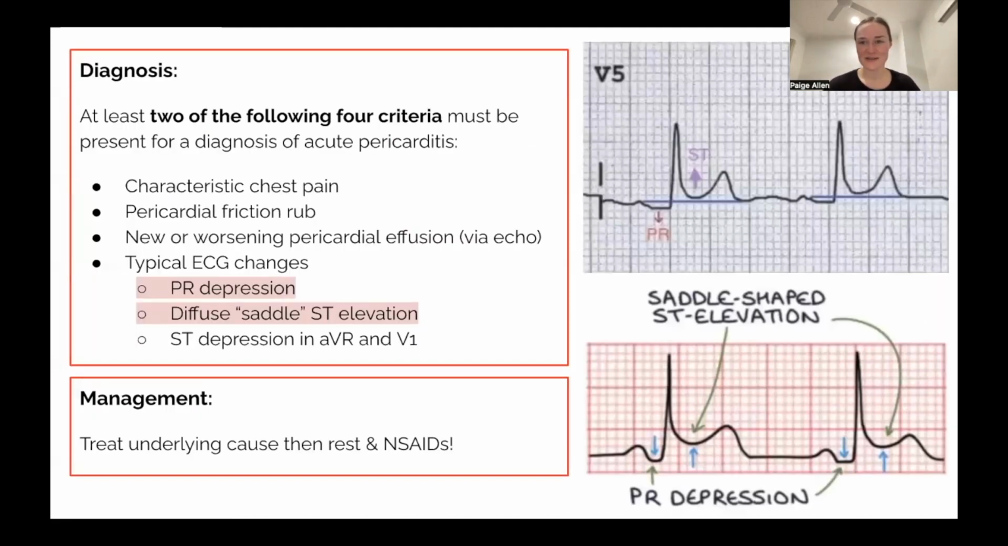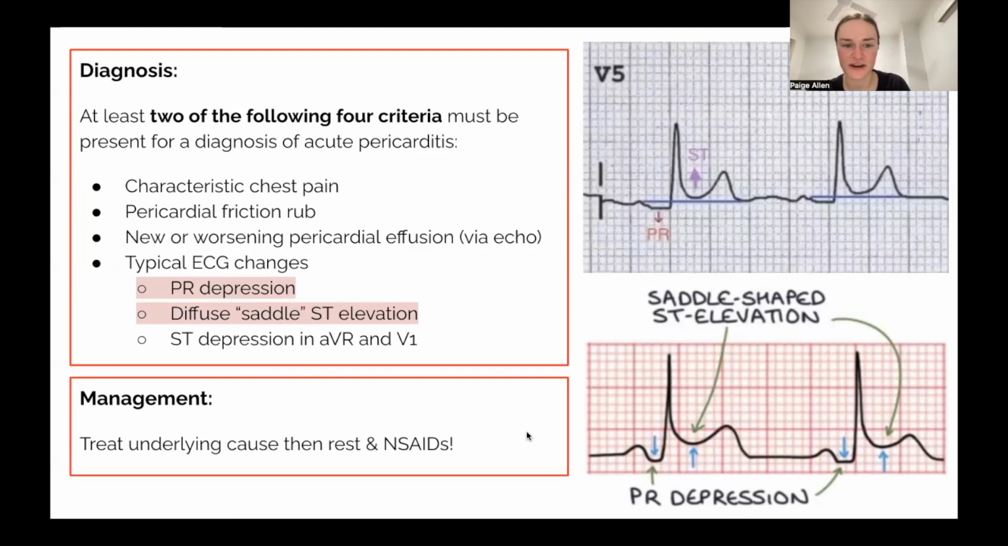All right, so the diagnosis for pericarditis is that you need two of the following four criteria. The characteristic chest pain, so pleuritic and worse on leaning forward, the friction rub, an echo to show that there is a pericardial effusion, and then the ECG changes.